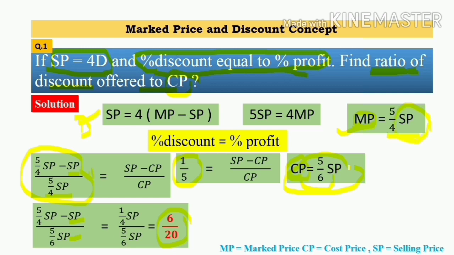Okay, and while calculating the CP, we have written the CP in terms of SP. That's why we get the answer in terms of a pure fraction. Okay, SP gets cancelled as we have calculated in terms of SP in MP also, and in terms of SP while calculating CP also. So this is the required answer, that is 6/20.